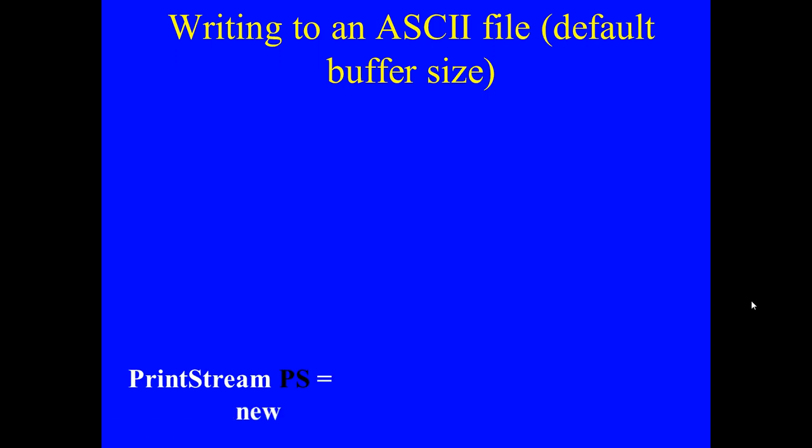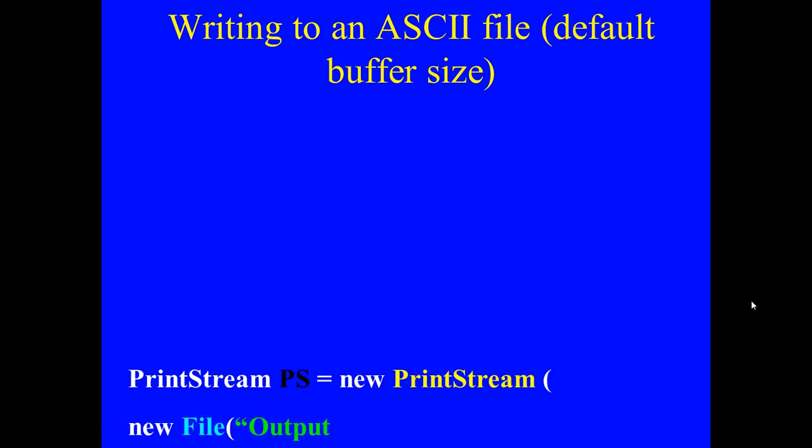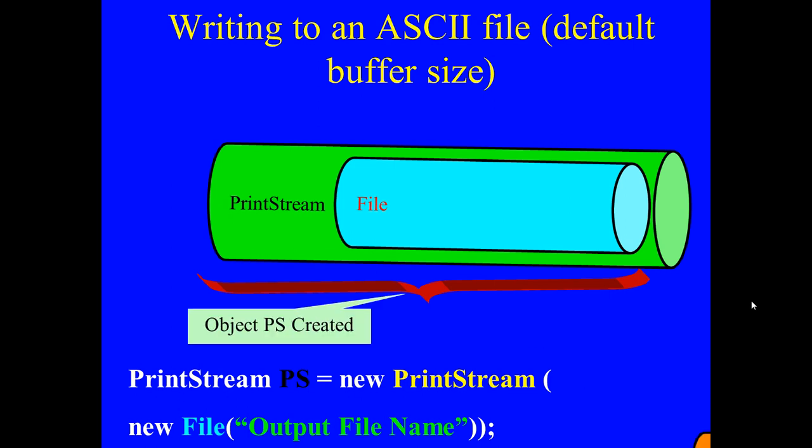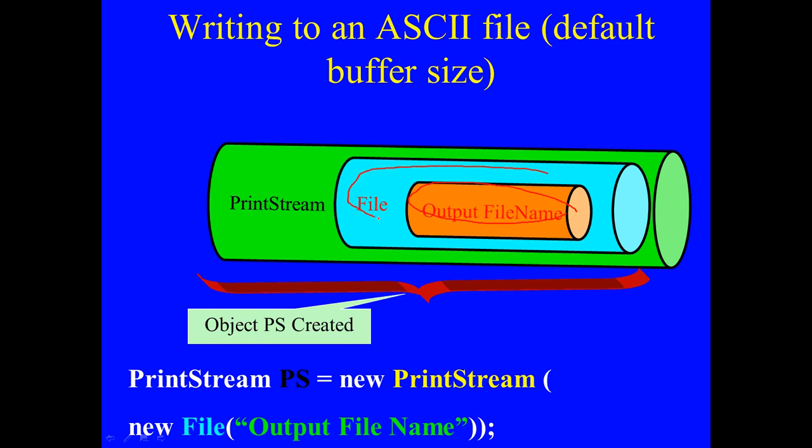So this is the mental picture that you should keep in mind, how these bindings are done. The output file name is embedded inside the file class object. The file class object is embedded inside the printstream object, and the printstream object is the last, outer layer that we use to write to the file, whose name is this one right here. Here I've shown the shorter version of the same thing.